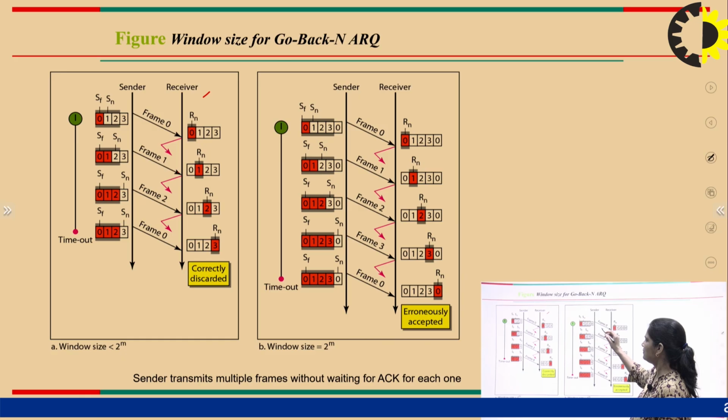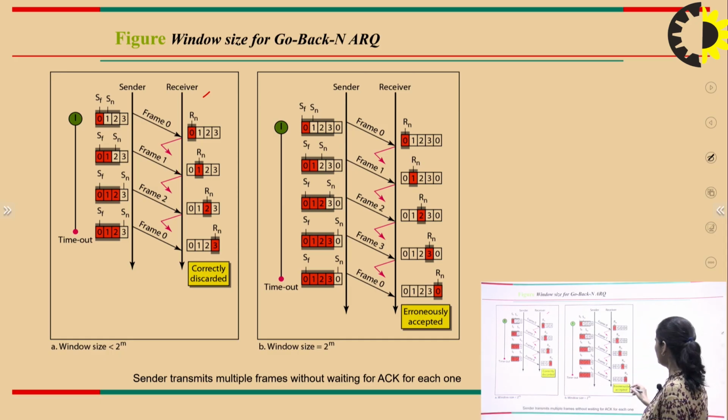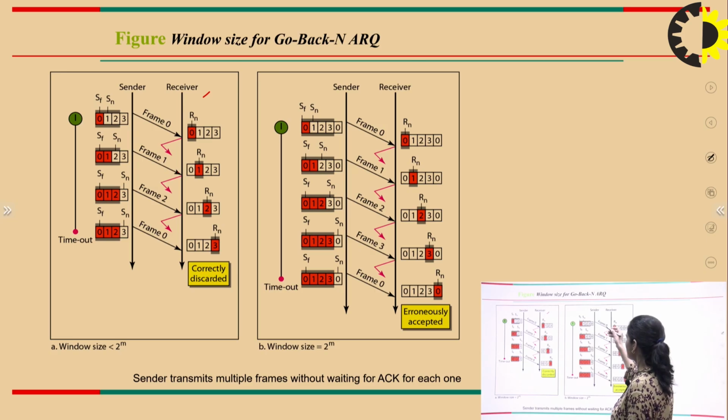Now you can see here where the window size is 2^m, we are sending frame 0, and next we have to send frame 1 from sender to receiver. Frame 0 is sent, then frame 1, frame 2, frame 3, and then again we send frame 0. Here the receiver receives frame 0, which is erroneously accepted, meaning wrongly accepted. The next expected sequence is 0, 1, 2, 3, so we have to send 0, 1, 2, 3, 0.